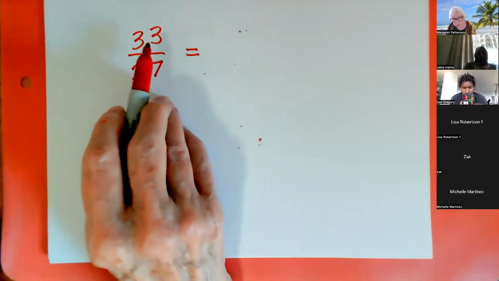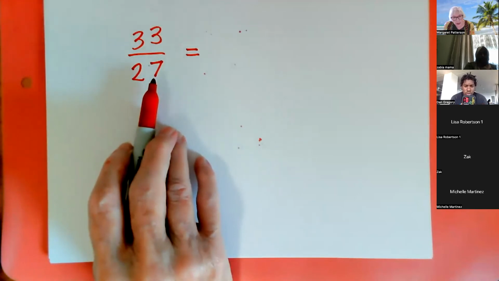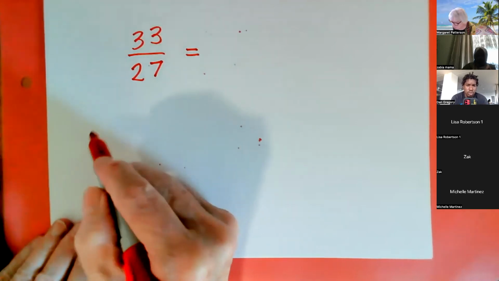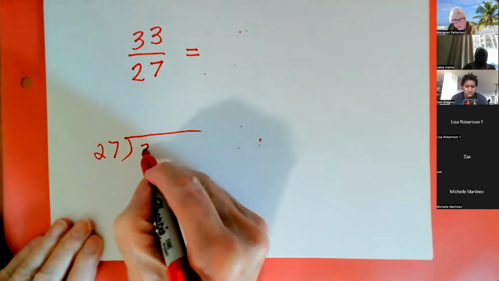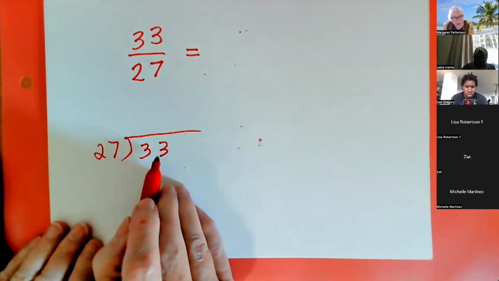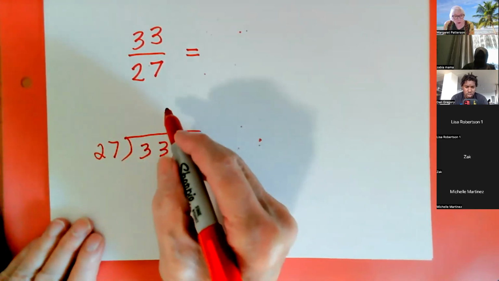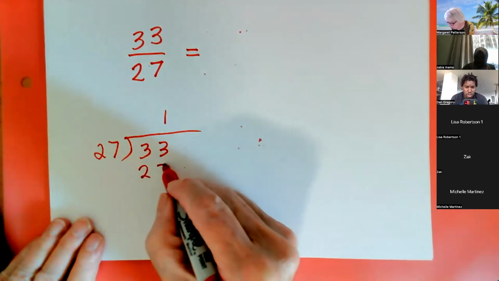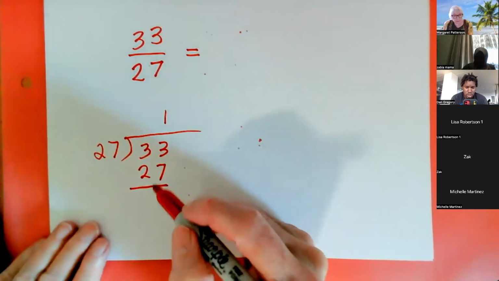This is 33 divided by 27. So now if you need to do it on the side, like here, I'm going to write it here. 27 would go into 33 once. 1 times 27 is 27. When you subtract, how much is left over?